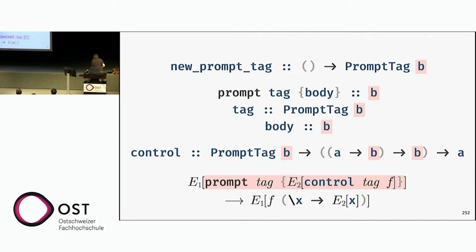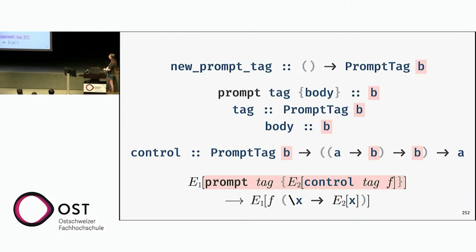So I think you could do that, and it was funny that Simon asked me that question because he's a co-author on a paper that presents a design that works exactly that way. But I think that this approach is kind of nice, because it separates out the generation of this identity, synthesizing a new prompt tag, and then you can associate that prompt tag with multiple prompts. So in the same way that you might have multiple handlers that catch the same type of exception, you can have multiple prompts that capture uses of control using the same tag.